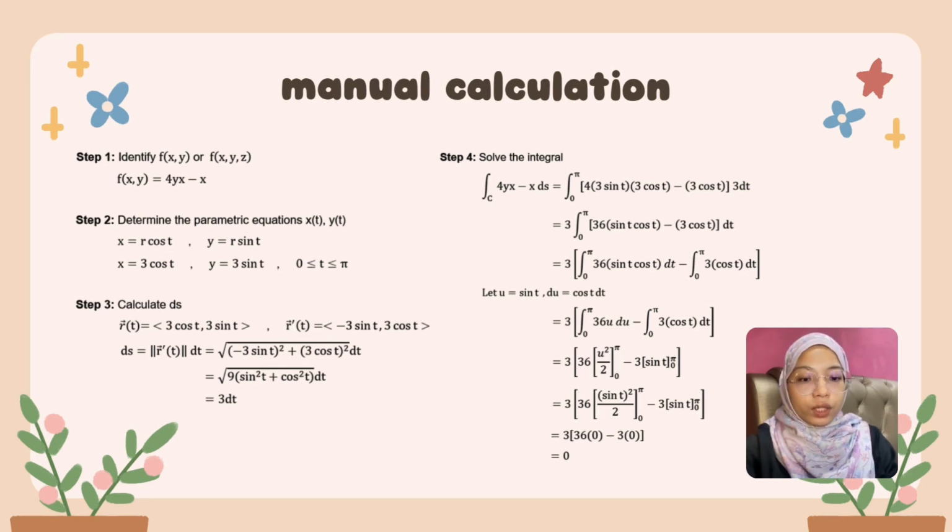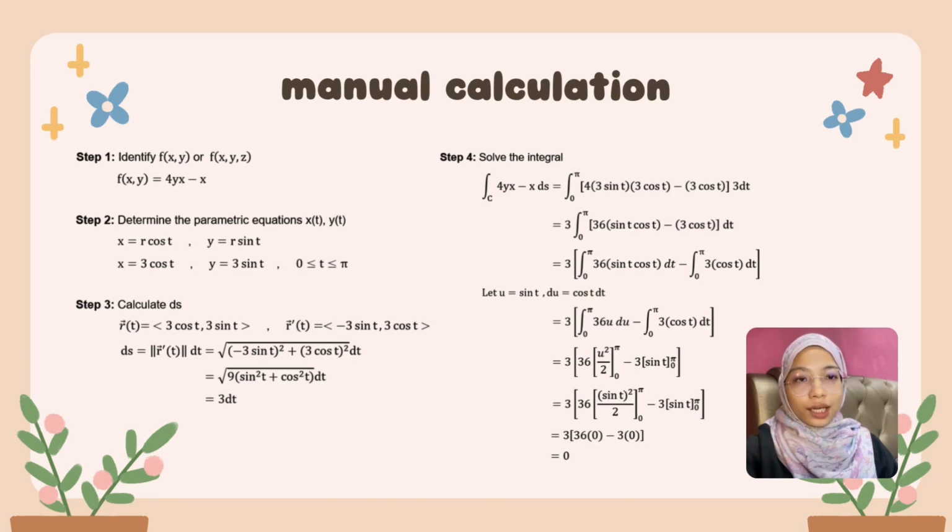Step 2. Determine the parametric equation. Because the question is a circle in the counterclockwise direction, the parametric equation for x is r cos t and y is r sin t. Then I substitute r with 3 in the parametric equation. So the new parametric equations are x equals 3 cos t, y equals 3 sin t, and the range for t is between 0 and pi because it is an upper half circle.